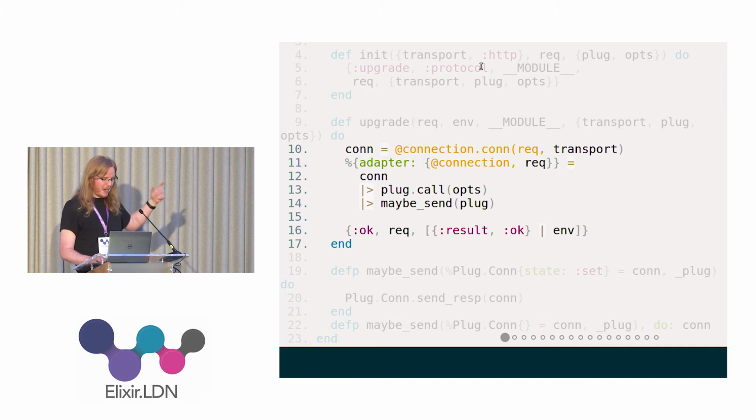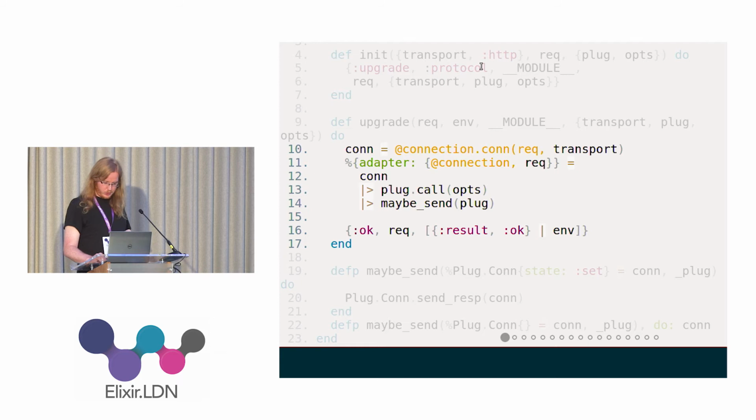And there's a maybe_send in there as well. So the maybe_send plug allows you to set a response without sending it. So maybe_send says, oh, okay, you've set your response. We haven't sent it yet, so we'll send it now. And then the response prepends result ok to the environment, and that's something that Cowboy deals with, and it knows that the result's okay.